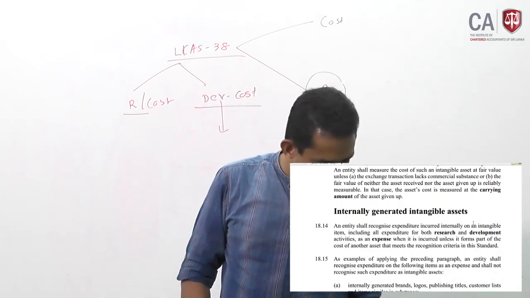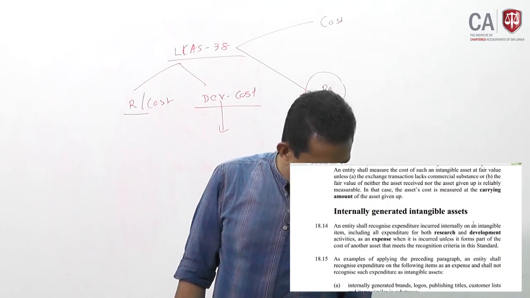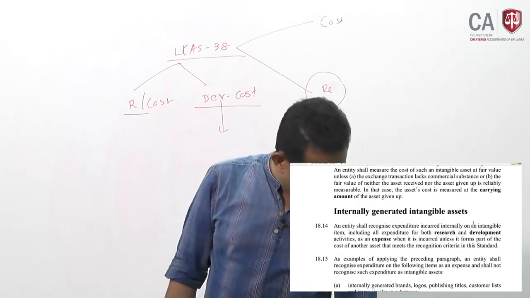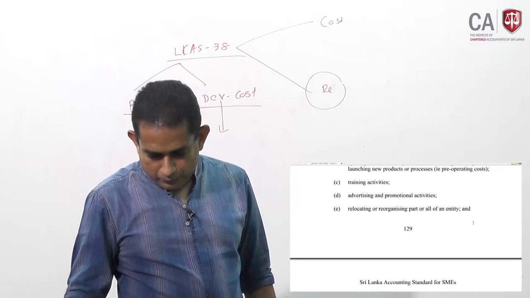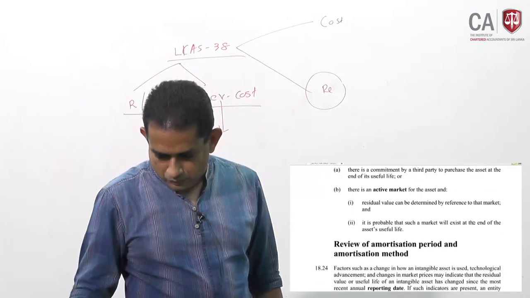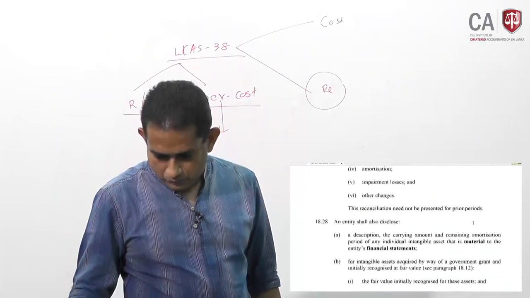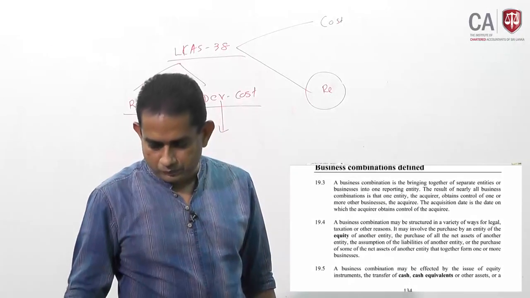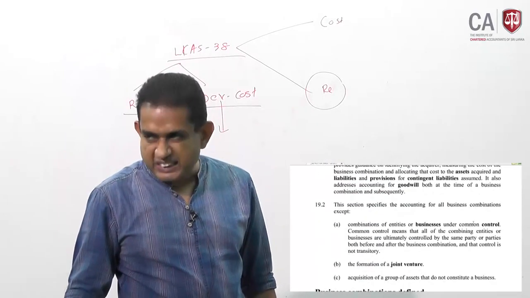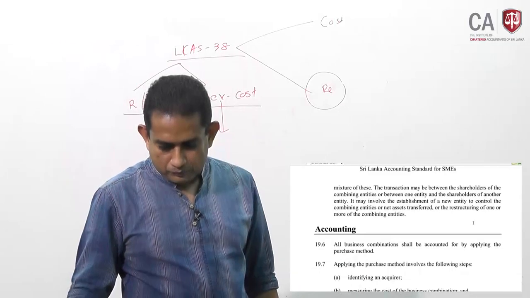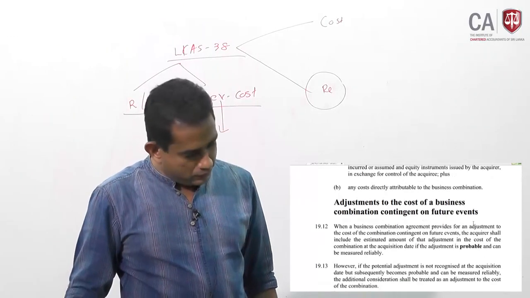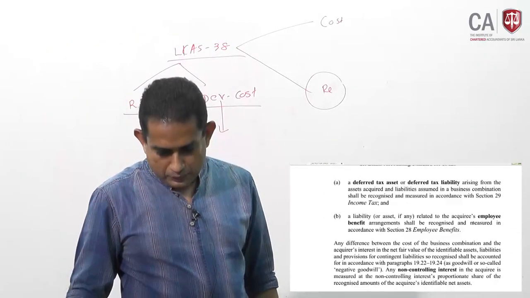Then we will go to the next section 19, and let us see the page number. Here the page numbers are a little different. This is business combinations and goodwill. This is similar to SLFRS 3. Paragraph number 19.23.